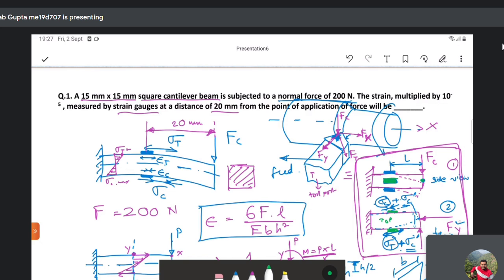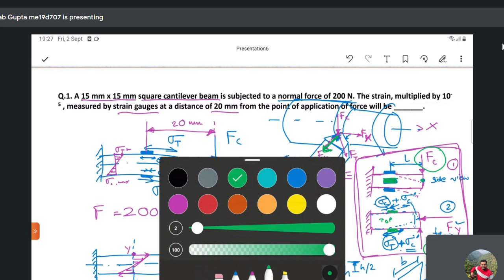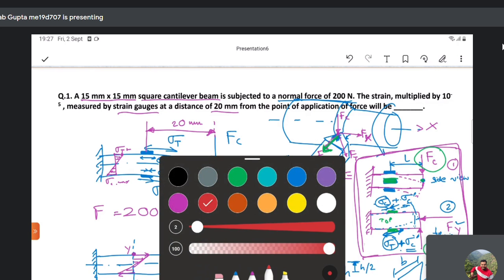Similarly, to measure Fy, how should you place the strain gauges? You have made arrangements to measure Fx and Fc. How will you measure Fy? It is a compressive load on the tool, which is this Fy, the radial force. For that, you need to place four strain gauges in the following manner. I'm showing it with the red colored pen.